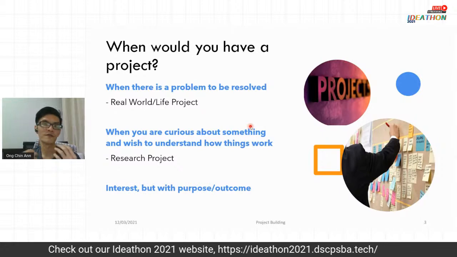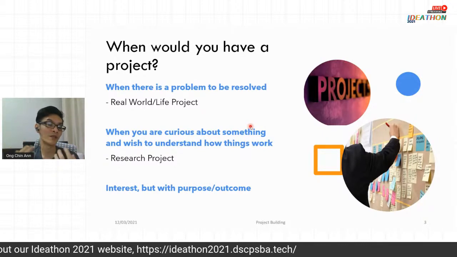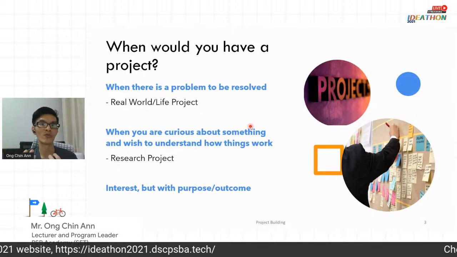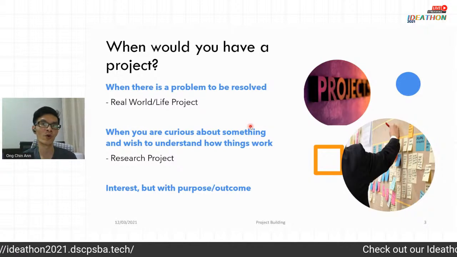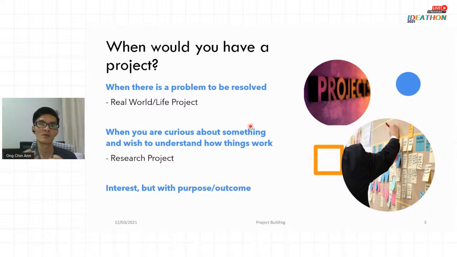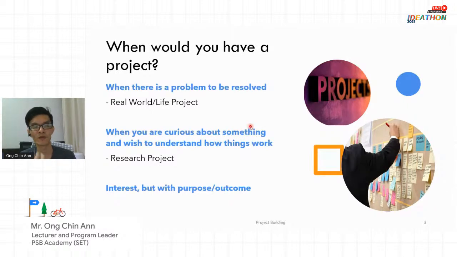And of course, sometimes we may have some interest that we want to get involved in, and maybe we want to solve our own problem, right? Or maybe some kind of tiny projects, right? But with some purpose and some outcome, right? So this will be what we call the pet project and also the personal project.